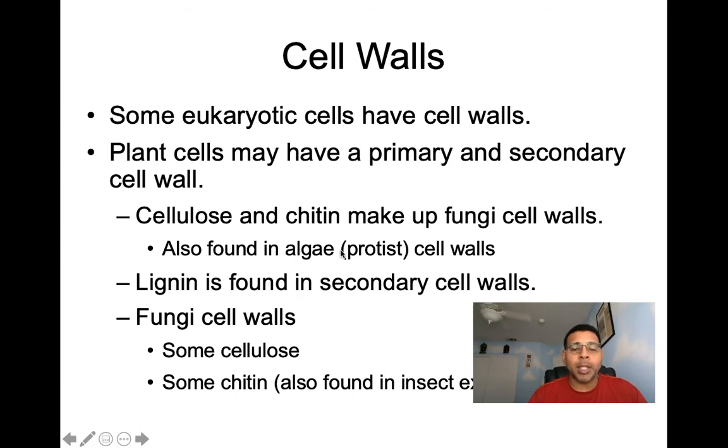Cellulose and chitin are also found in algae and protist cell walls. Lignin is also found in secondary cell walls. When we talk about fungi cell walls, there is some cellulose and some chitin in there.